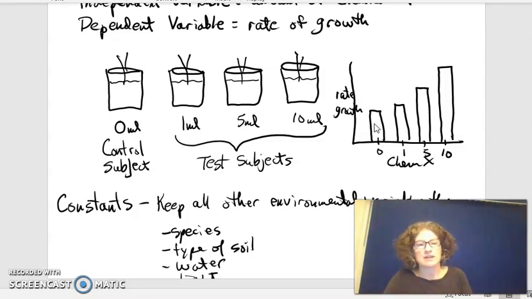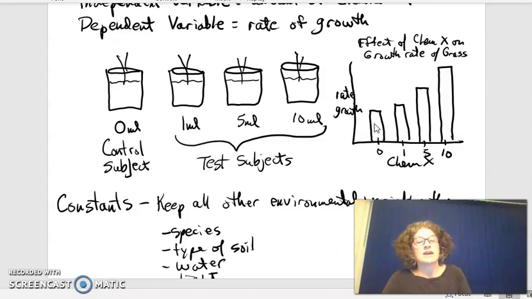So if I were to title this graph, I would say the effect of chemical X on growth rate of grass. And then I would add an N value, and an N value is your sample size. And that tells the person reading the graph that, in fact, in your experiment, you only used 5 plants per group. 5 got 10 mils, 5 got 5 mils, 5 got 1 mil, and 5 got 0 mils. And that's all the plants you had. And you could have done better than that.